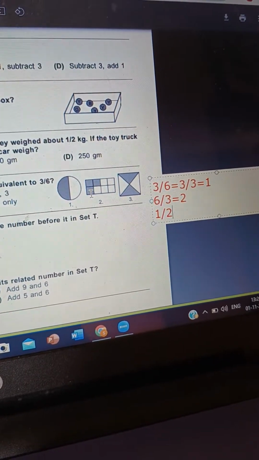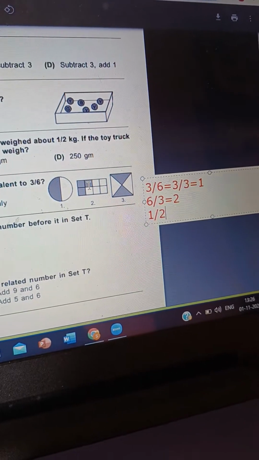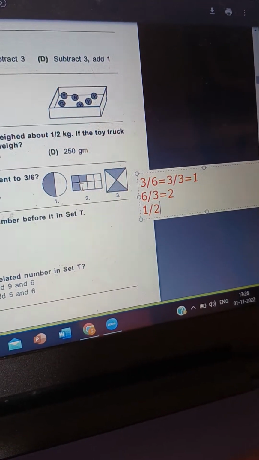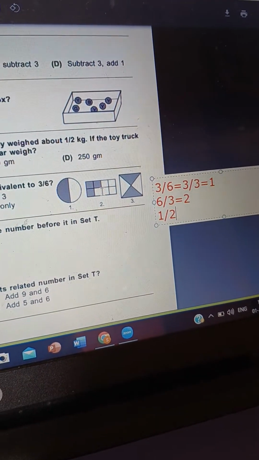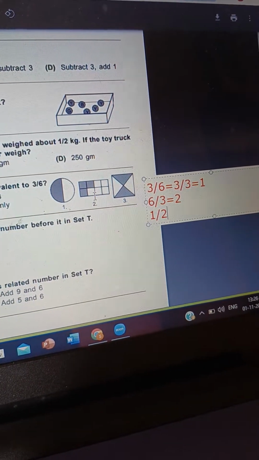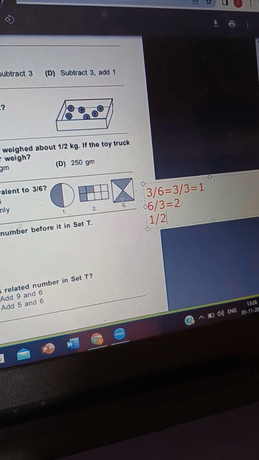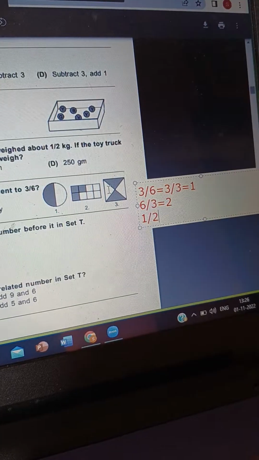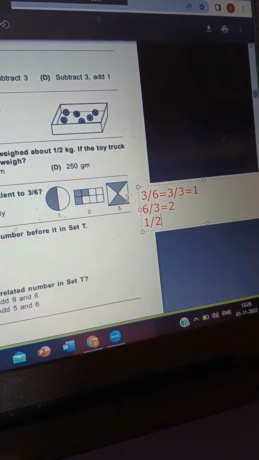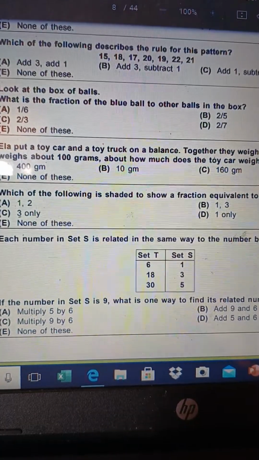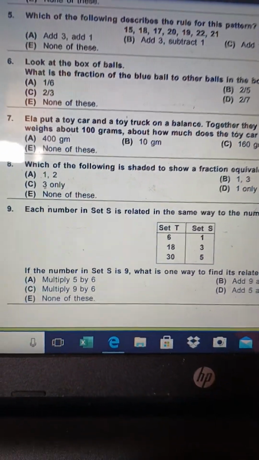Look here, this has 3 shaded portions and the total area is 3, 4, 5, 6, 7, 8. So 3 by 8. This is equal to 2 by 4. As in 1, 2, we have to write it in the numerator. 1, 2, 3, 4, this is in the denominator. So number 1 is the correct answer. Now we will find out the answer. Yes, the option D is the correct answer. 1 only.